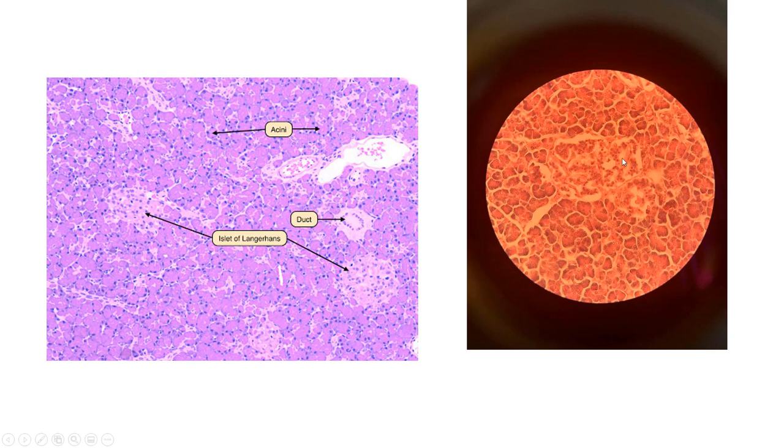And this is just zoomed in on one islet of Langerhans. And so the acini would be all this stuff out here.